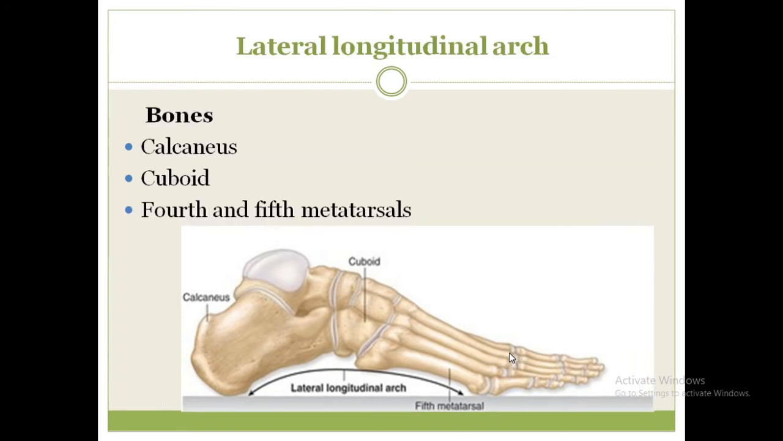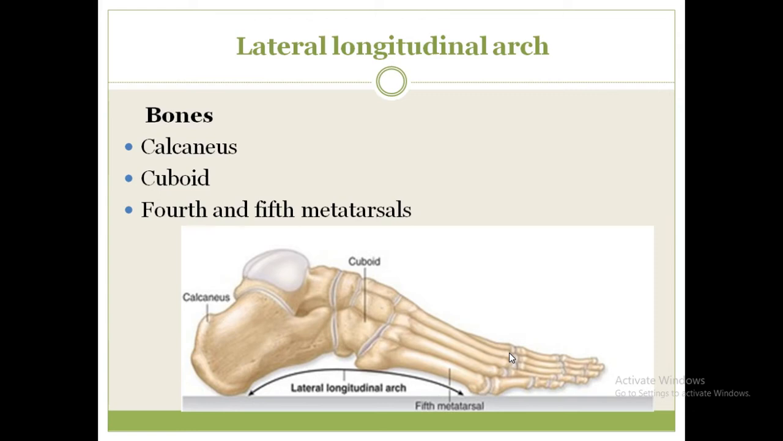So, moving to the next arch, that is the lateral longitudinal arch. Now, again we will follow the same pattern. That is, first of all, the architecture or the framework of the arch, how the arch is formed. Obviously, several bones are involved which will form the arch, just like the medial longitudinal arch. So, the lateral longitudinal arch is formed by the calcaneus, the cuboid, and the fourth and fifth metatarsals. So again, the contribution is from the forefoot, midfoot and the hindfoot.